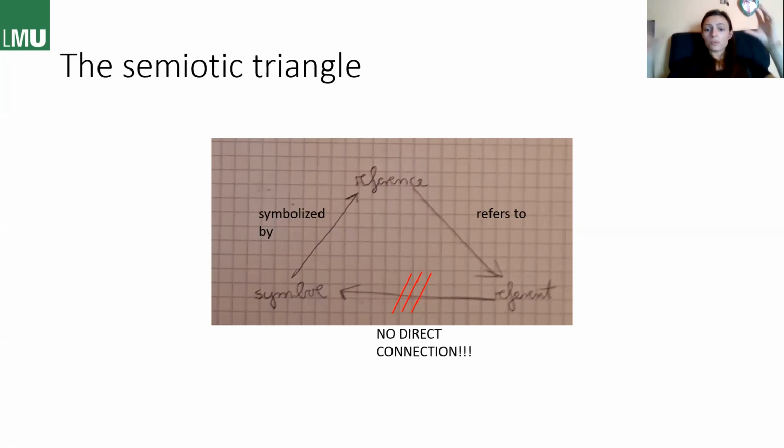So we have the word tree as the reference is shown by the symbol, the letters T-R-E-E. And this word refers to the thing, tree. But there is no direct connection between the referent, the thing tree, and the symbol T-R-E-E. It's only because there is this reference, the word, that we have the connection.